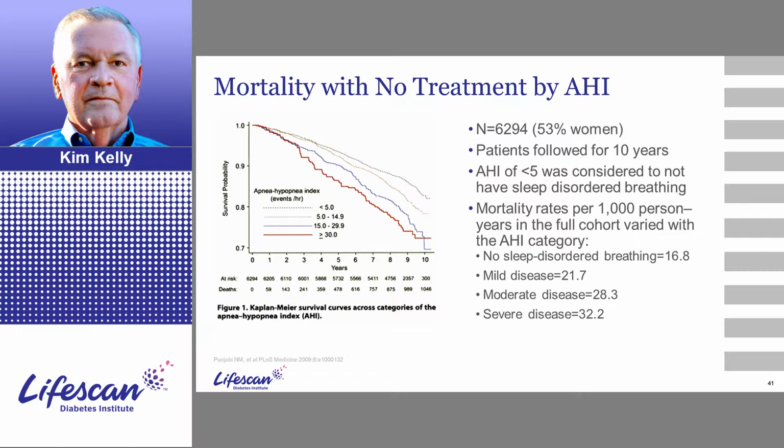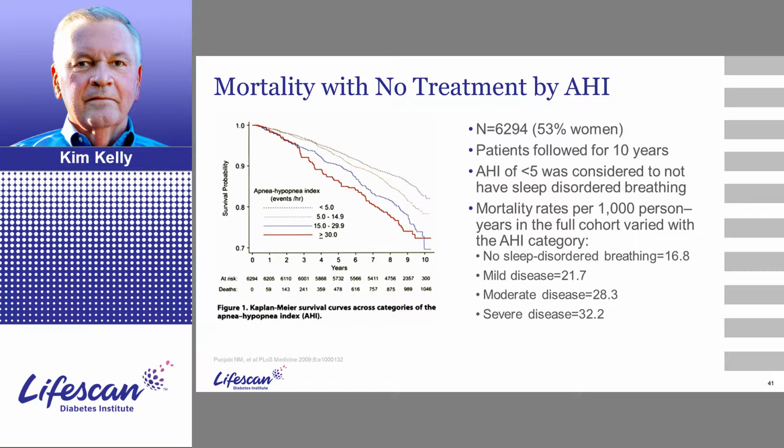Mortality with no treatment by apnea-hypopnea index versus individuals. We're not going to talk about individuals who are treated currently, but if you look at the different lines in this graphic, the top line is individuals who don't have obstructive sleep apnea. The bottom red and bluish lines are individuals who have moderate to severe obstructive sleep apnea.